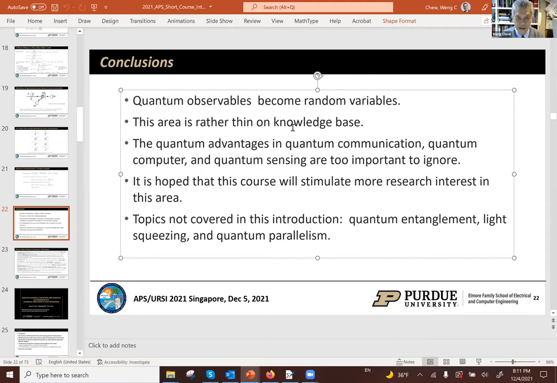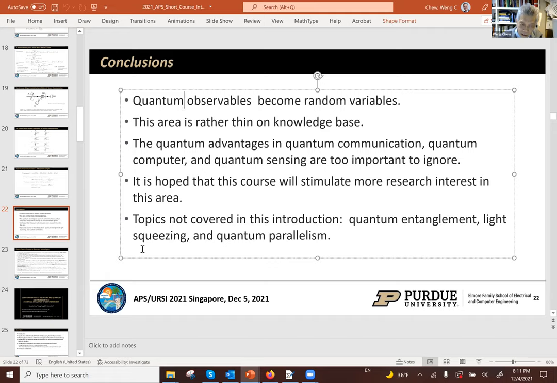And this area is rather thin on knowledge. You will find that there are not too many papers written on this, and if you try to read them, you will probably find them quite difficult to digest. And so if we can gain a quantum advantage, we will make quantum communication very secure, we will make quantum computers really fast, and we will make quantum sensing highly sensitive. Something that I haven't talked about is quantum entanglement. I hope that this course can stimulate your interest in this area, and I think Dr. Na will talk a little bit about quantum entanglement.